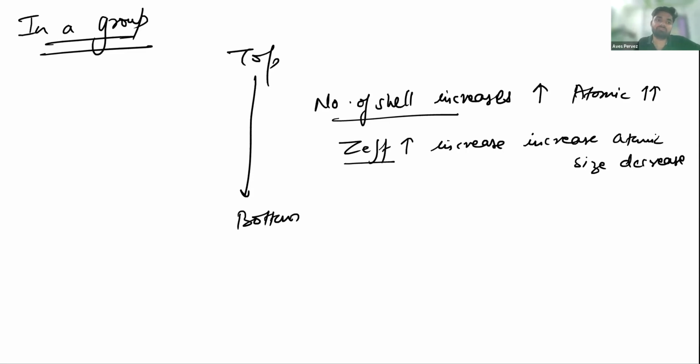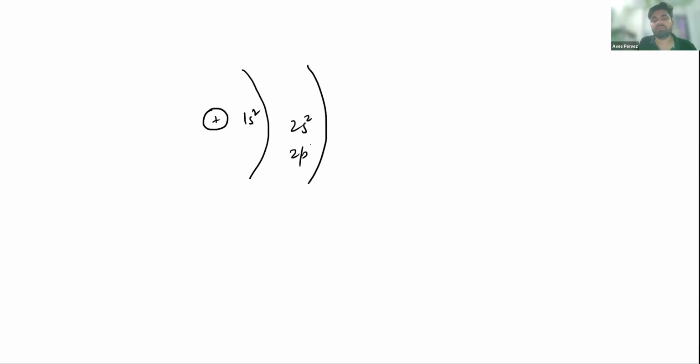We know that the screening effect is directly proportional to the atomic size. So one thing is decreasing the atomic size, but the screening effect also increases. And what is the screening effect? Let me explain one more time. For example, take the sodium atom. It has the electronic configuration 1s2, 2s2, 2p6, and then 3s1. This is the outermost shell electron, 3s1.